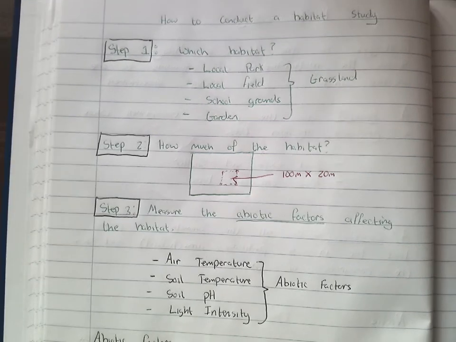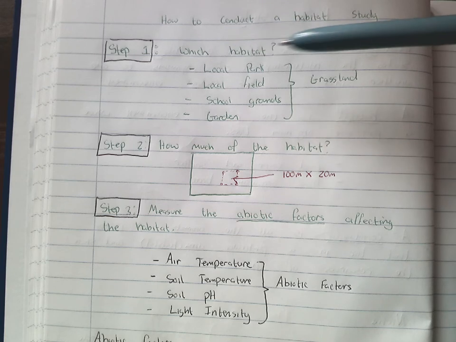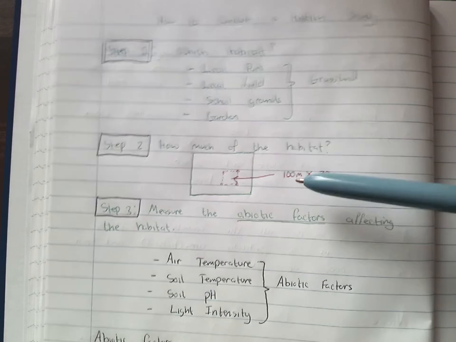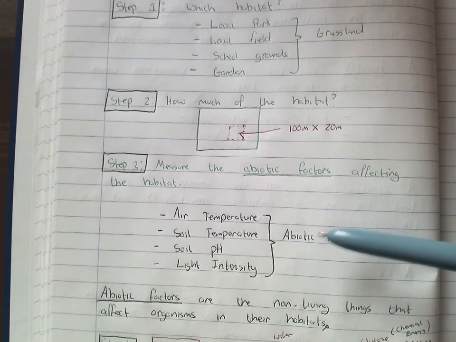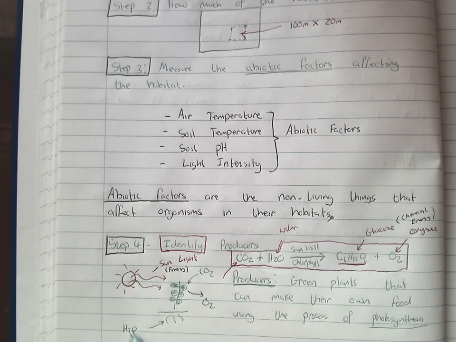Okay, so in the last couple of lessons, we've looked at the first 4 steps in relation to carrying out a habitat study. So step 1 is picking your habitat. Step 2 is then really deciding on how much of the habitat you want to study. Step 3 is measuring these things that we call abiotic factors. Step 4 then is identifying what are known as the producers. Okay, so identifying the producers, things like plants, that through the process of photosynthesis can produce their own food.